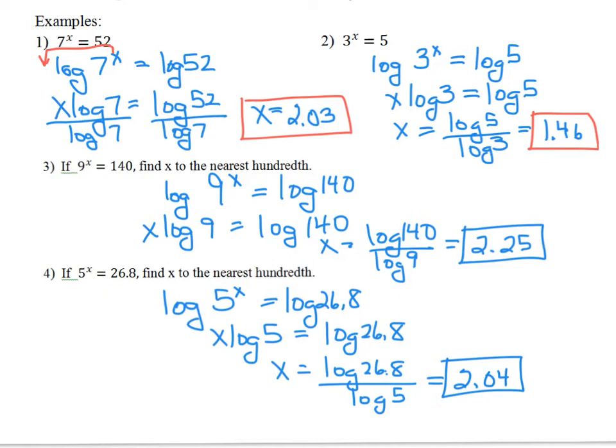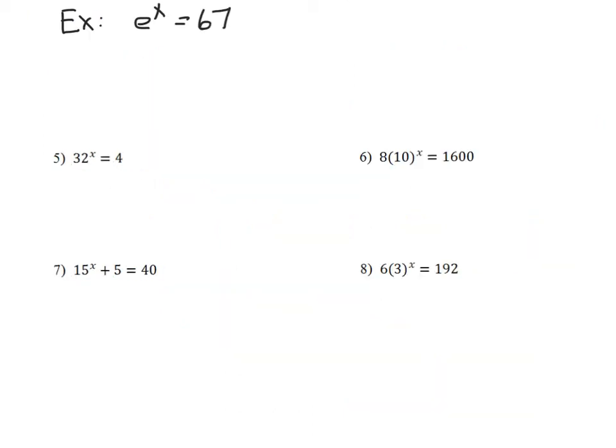Now, before you turn the page, I want to talk about what happens when I've got an equation that has an e in it. So maybe at the bottom of page 13 you can fit this in. If my exponential looks like this one, e to the x equals 67, I notice that my base is that irrational number e that we learned about in the last lesson.